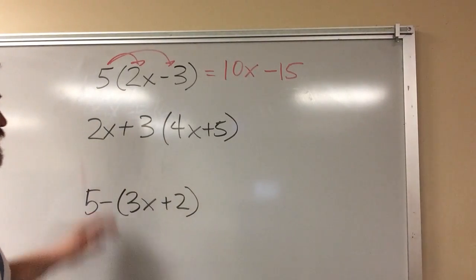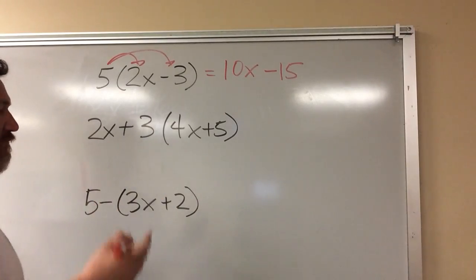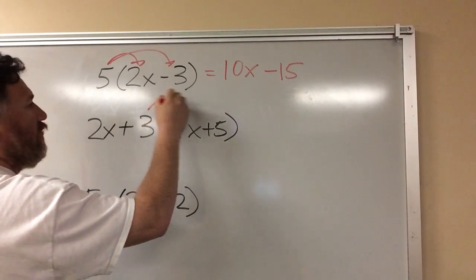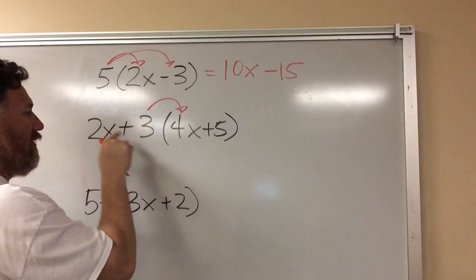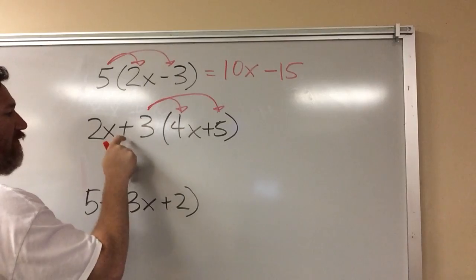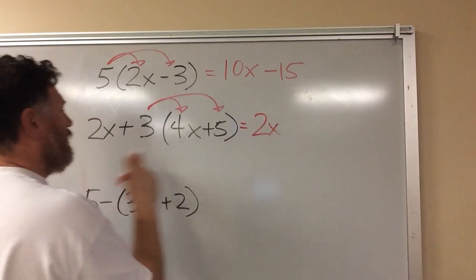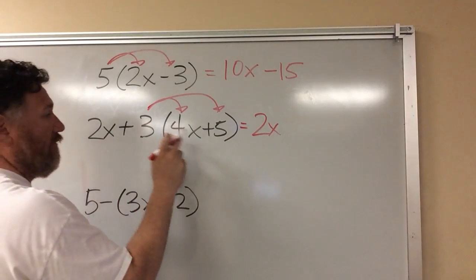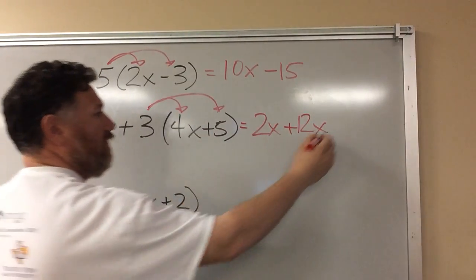Second example, we have 2x plus 3 times the quantity of 4x plus 5. First thing we're going to do is distribute. So I'm going to multiply 4x by positive 3, because this 3 has a plus sign with it, and 5, or positive 5, times 3. So that will give me 2x, because we haven't done anything with this 2x yet. 3 times 4x is 12x. 3 times 5 is 15.